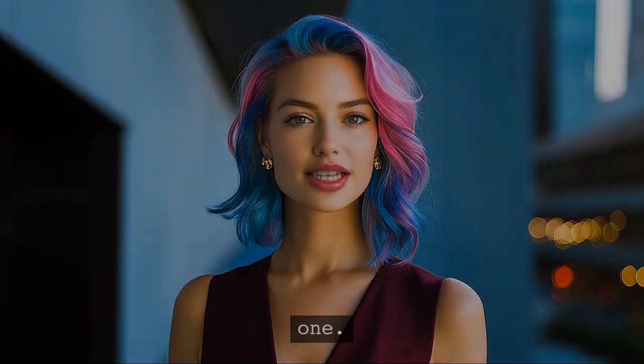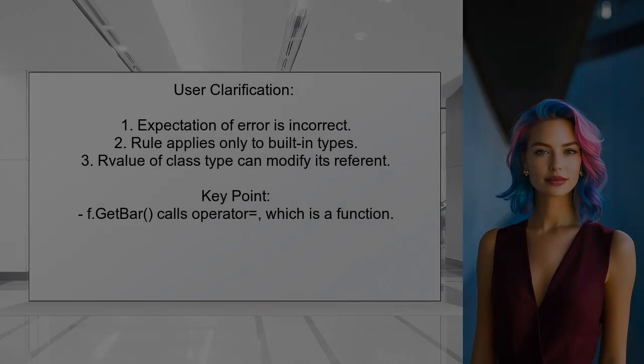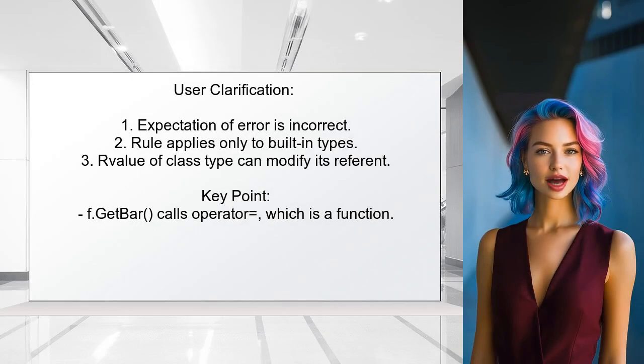Let's explore another one. The user clarifies that the expectation of an error when assigning to f.getBar is incorrect. They explain that this rule applies only to built-in types. In C++, an R value of class type can modify its referent under certain conditions, such as when a member function is called.